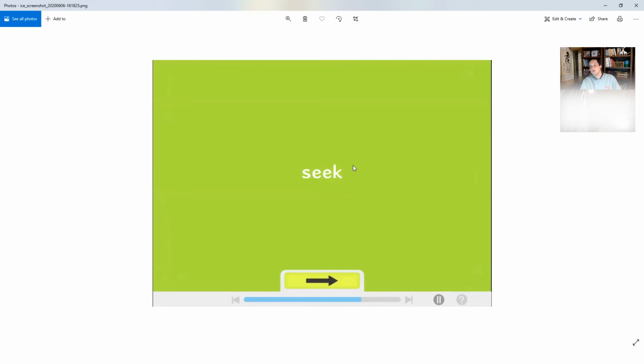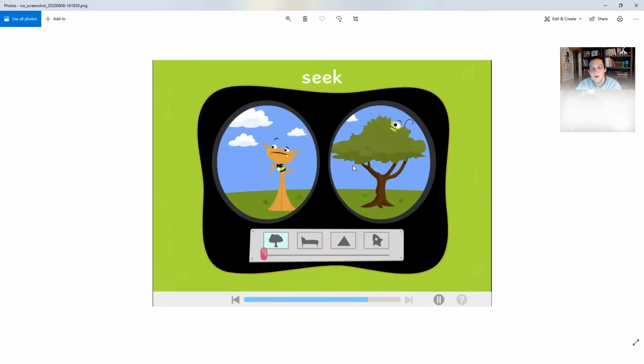And then we have the last word, which is this one here. Seek. Remember, seek is to look for or to try to find something. So here, we're looking for the green monster. Where is the green monster? It's behind the tree. Yeah, well, in the tree, on top of the tree. So he's on top of the tree.